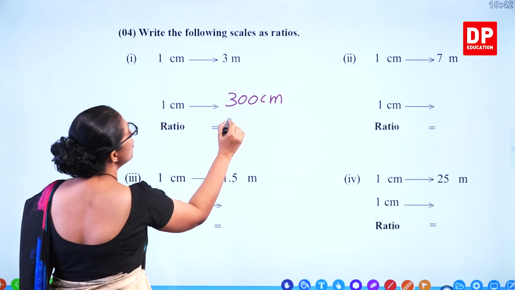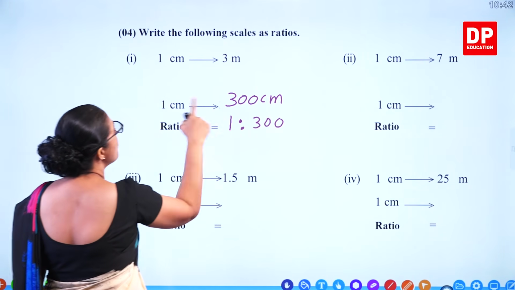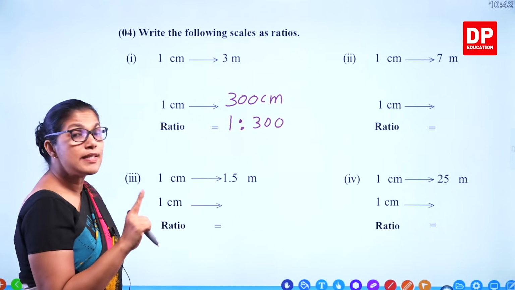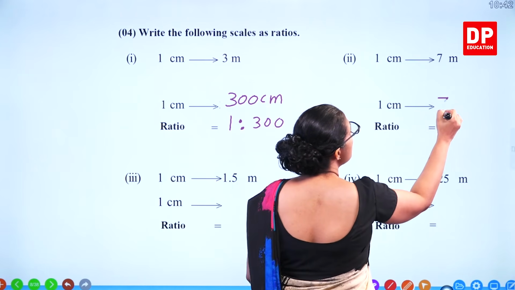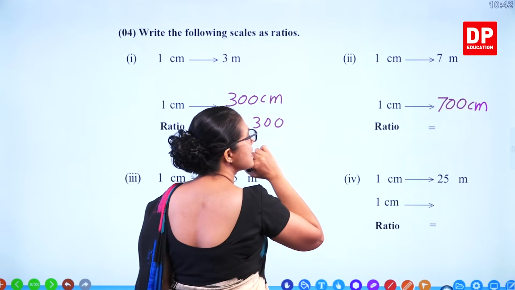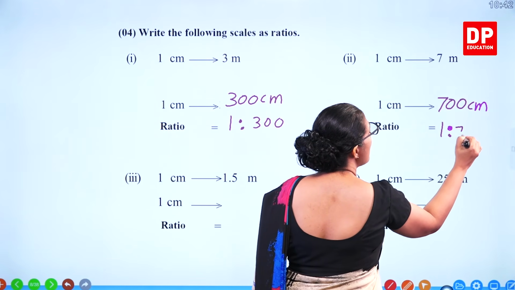1 to 300, because both are in centimeters. 1 centimeter represents 7 meters here. So convert to the same unit. Multiply by 100, 700 centimeters. So what's the ratio? 1 to 700.